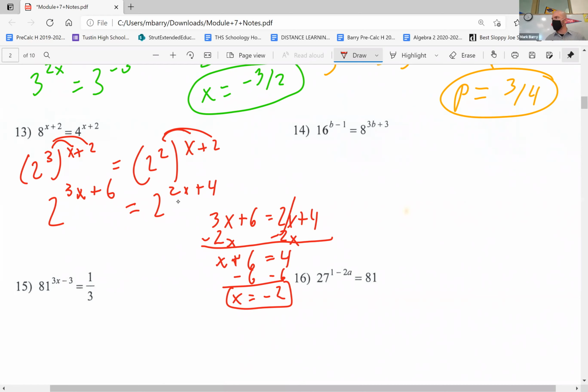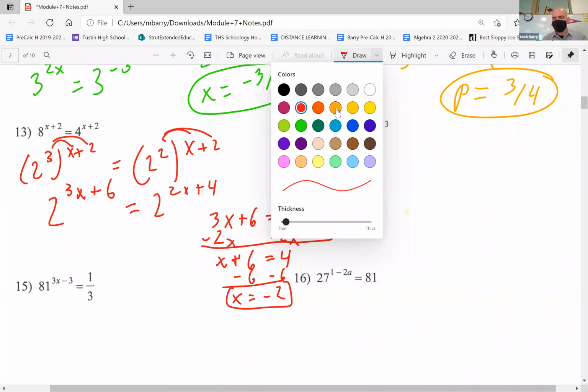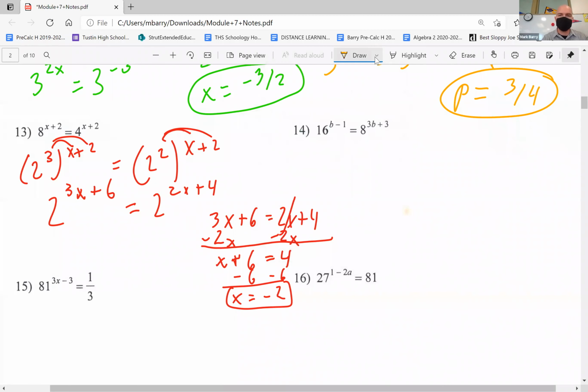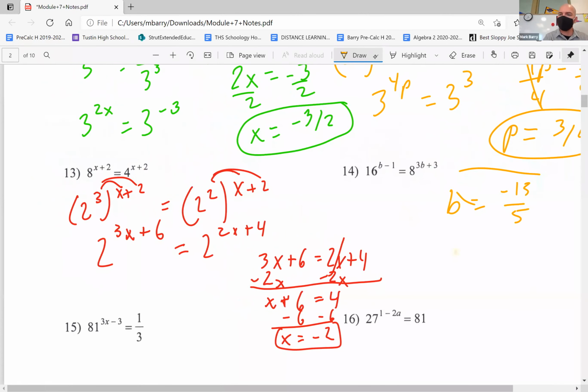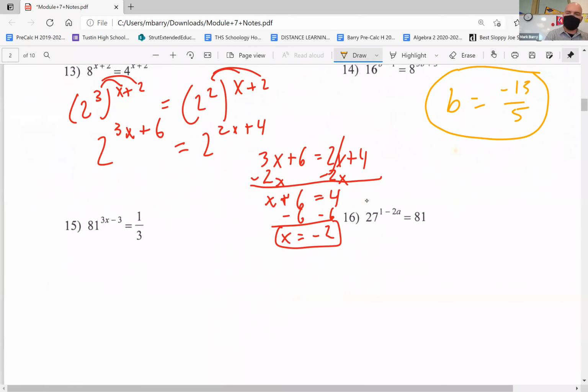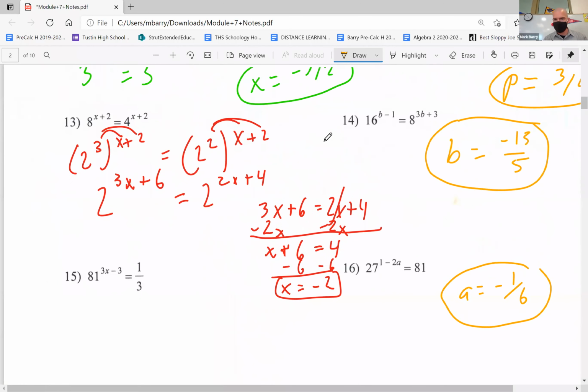Okay, I think we only have time for one more. So I would really like to do number 15. So we're going to do that as our last one, okay? If you'd like to do 14 or 16 on your own, feel free. If you'd like some extra practice, I'll tell you on number 14, let me give you the answer. It's -13 over 5 if you'd like to do it on your own. And on number 16, A is -1 over 6 if you'd like to try that one out. All right, but let's focus on number 15. That's really what I want to get done here.